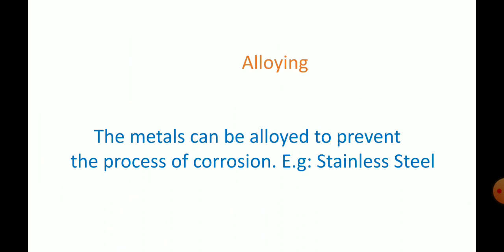Example, stainless steel. Students, in the stainless steel, the major part is iron, but it is not getting corroded. Why? Because in stainless steel, not only iron is present, it is a mixture of many metals. Iron is alloyed, and so the iron is prevented from getting corroded. So this is the first method of preventing a metal from getting corroded. In order to prevent the corrosion of iron, it is mixed with many metals and it is converted into stainless steel, and stainless steel does not get corroded. So alloying is the first method to prevent corrosion.